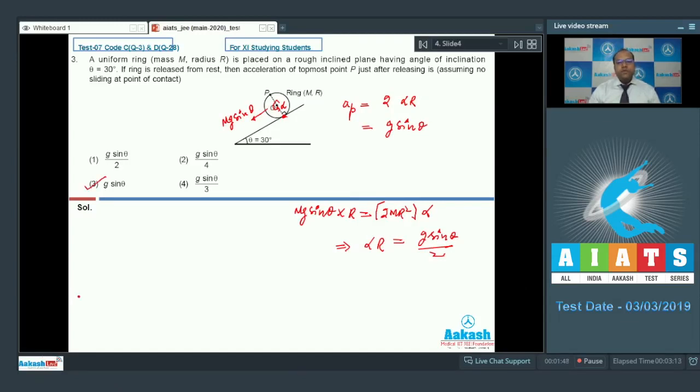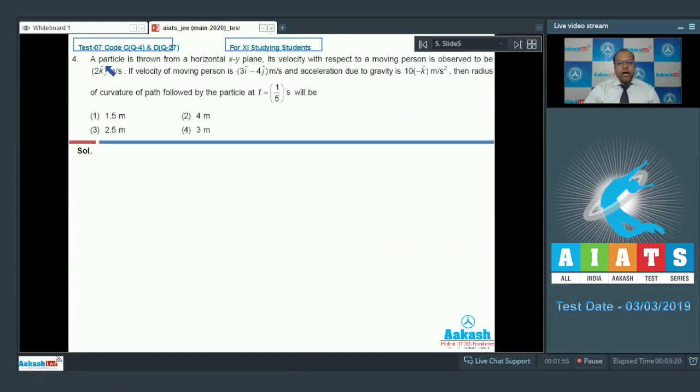Let's move to question number 4. In question number 4, a particle is thrown from the horizontal xy plane. Its velocity with respect to a moving person is observed to be 2 k cap meter per second. If velocity of moving person is 3 i cap minus 4 j cap meter per second, and acceleration due to gravity is minus 10 k cap meter per second square, then the radius of curvature of the path followed by the particle at t equal to 1 by 5 second will be.